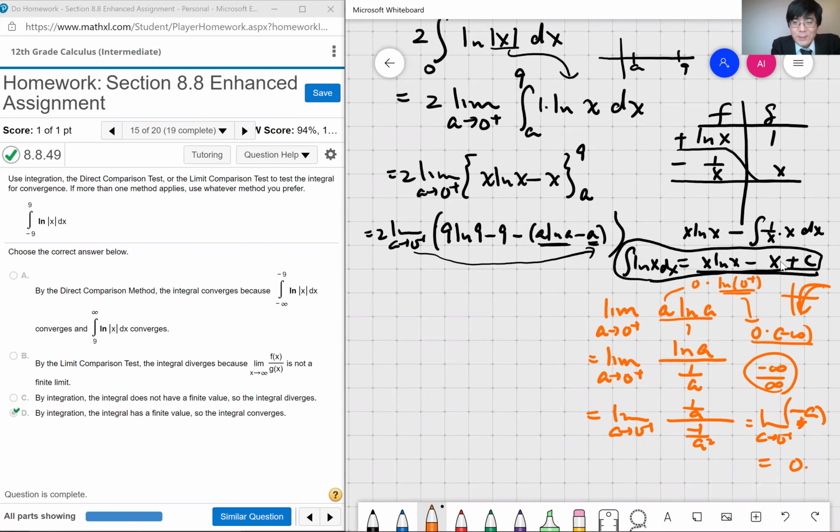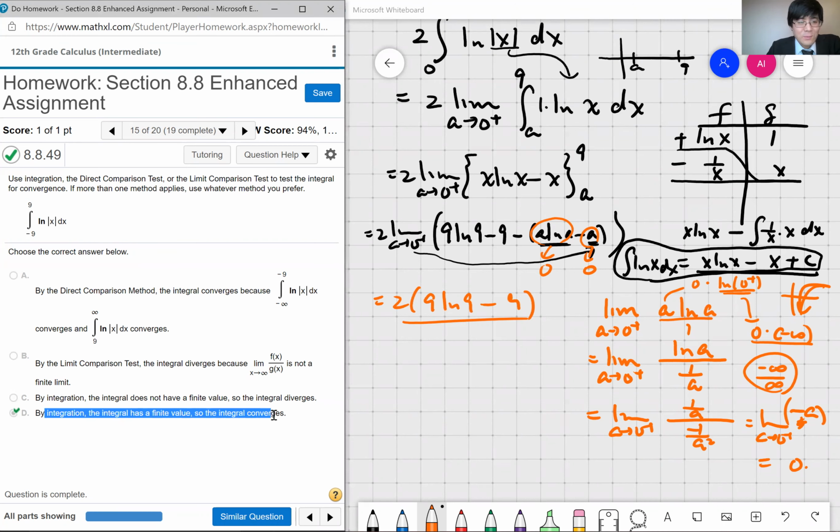So fortunately, this becomes 0 and this becomes 0. So the limit is 2 times (9 ln 9 minus 9). Okay, so looking at the choices, choice D said the integral has a finite value, so the integral converges. So C is clearly false because it said the integral does not have a finite value.